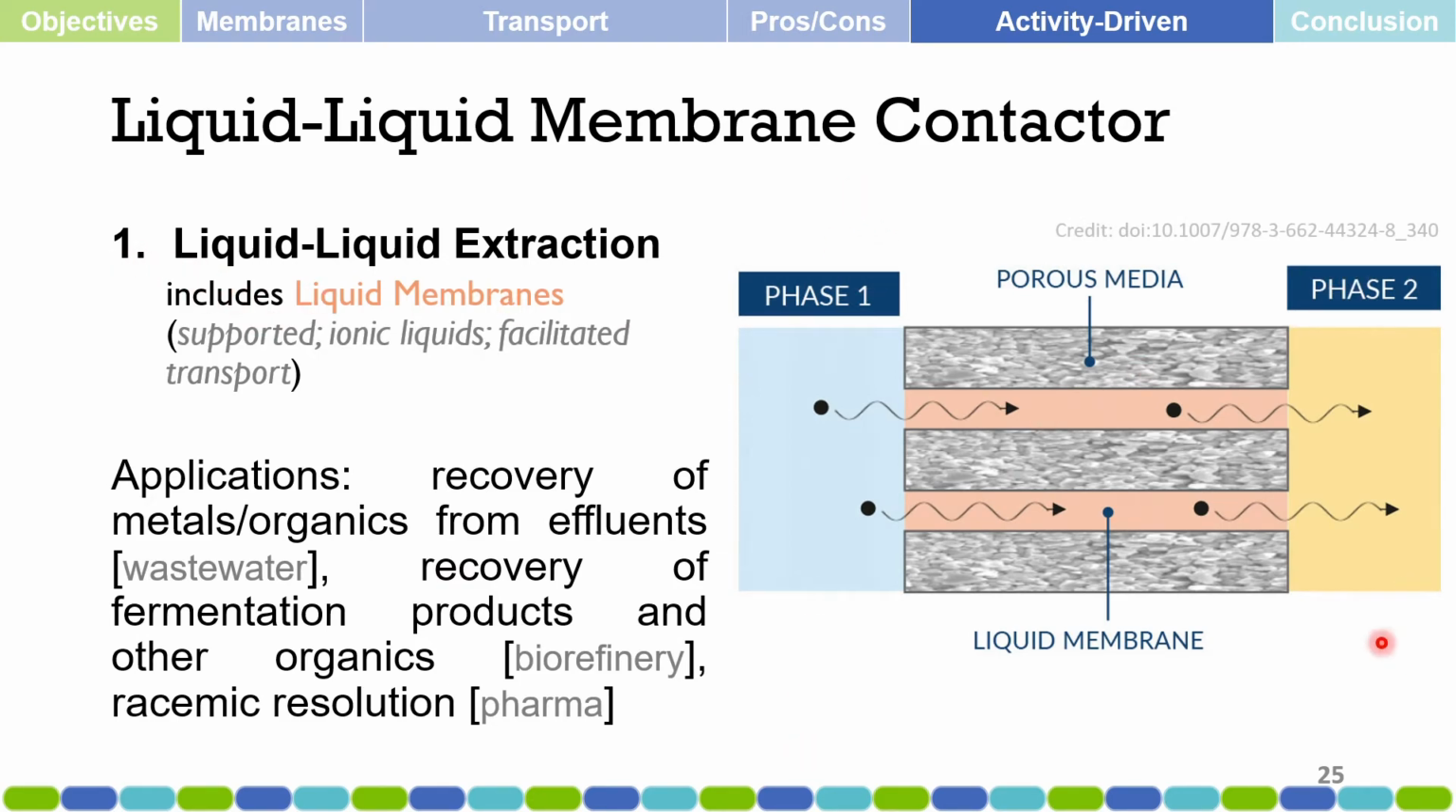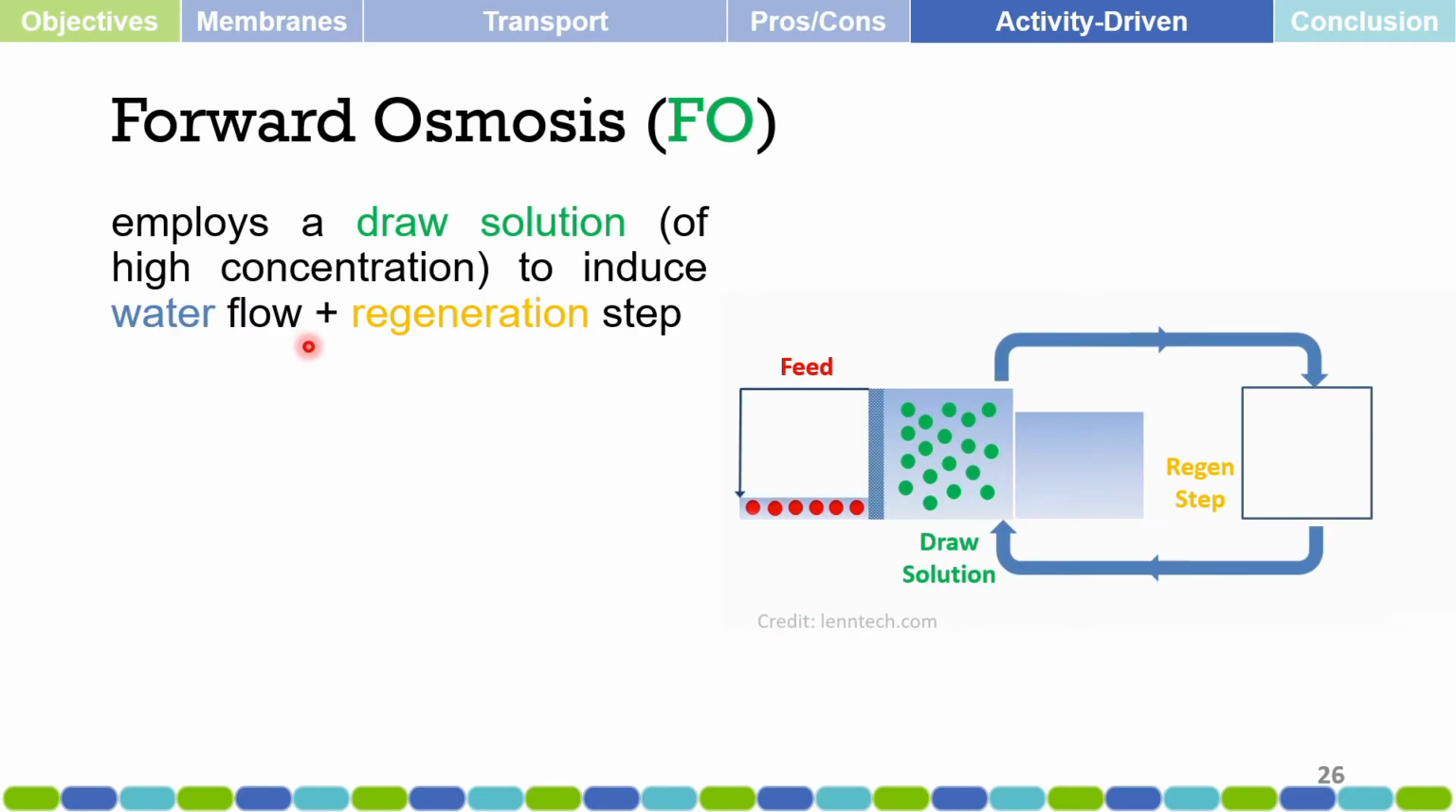So discussing liquid-liquid extractions, when you have two liquids and you want to extract components from one phase to another, then you use a liquid-liquid membrane contactor. You use this type of membrane process. So what are the industrial applications with liquid-liquid membrane contactors? Using membranes as a contactor enables you to recover specialty chemicals, or recover some contaminants from your wastewater. For example, the recovery of metals or organics from effluents is enabled by liquid-liquid extraction by a membrane contactor. And also you can recover the fermentation products from your bioreactor or other organics, or you can do racemic resolution for pharmaceutical applications. So these are very specialty or niche extraction processes that are enabled using liquid-liquid extraction via membrane contactor.